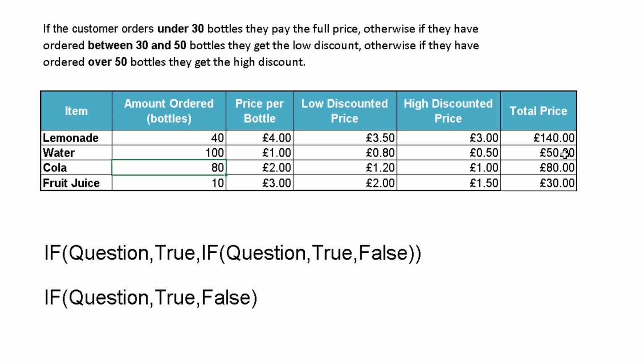And this is the real power of if functions, because now I will never have to change these at all. The prices of drinks will change regularly and the quantities will change every single day. But this will always work out the correct price for the quantity they've purchased. And that's called a nested if function.